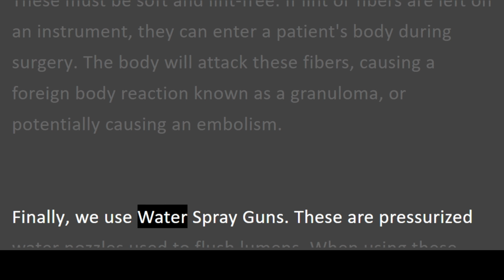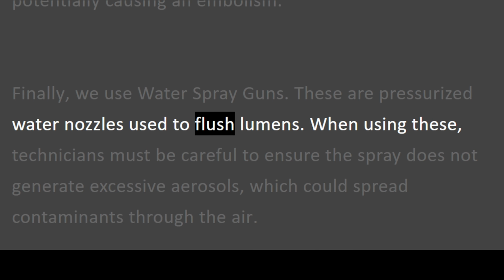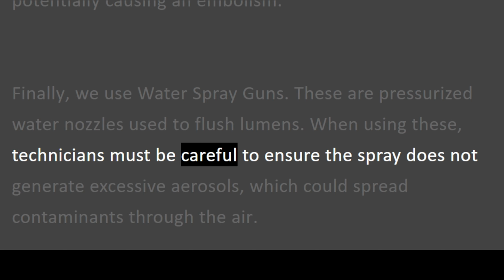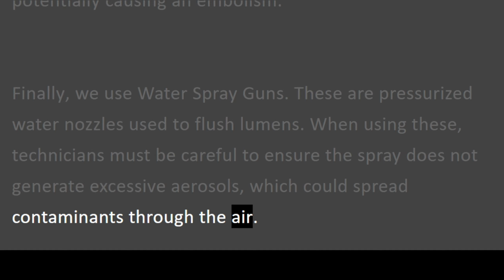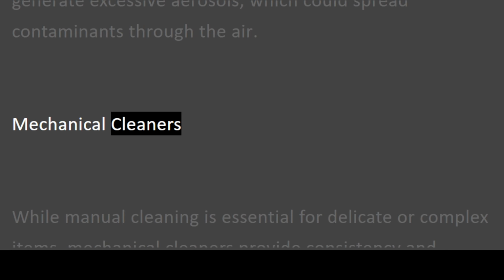Finally, we use water spray guns. These are pressurized water nozzles used to flush lumens. When using these, technicians must be careful to ensure the spray does not generate excessive aerosols, which could spread contaminants through the air. Mechanical cleaners.